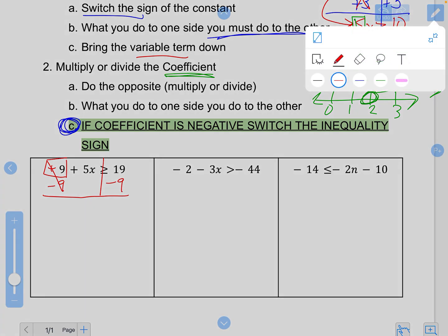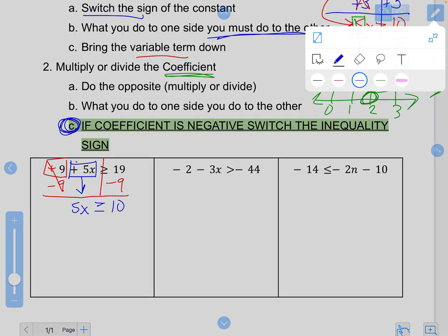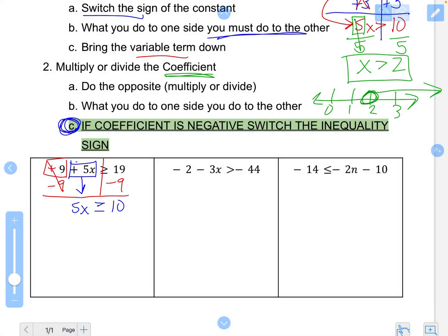My 9's are going to cancel. I'm going to bring my variable term down. So I have 5x. I'm going to copy my inequality symbol, which is greater than or equal to. 19 minus 9 gets me 10. Now I need to find my coefficient.